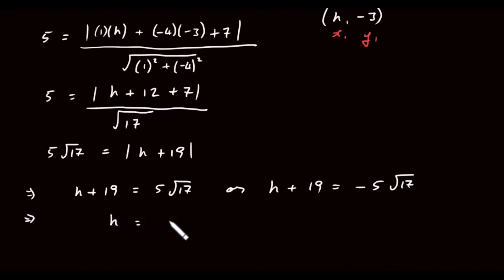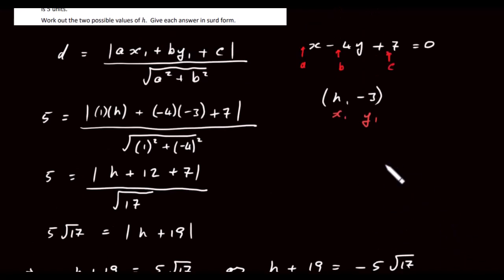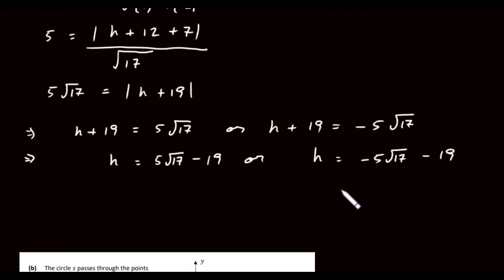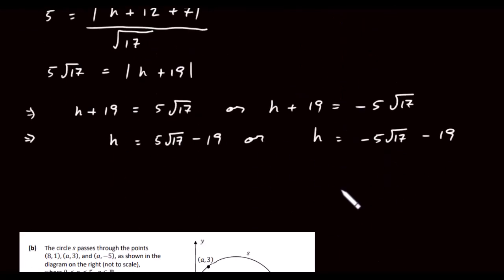So we can work out our two values for h here. h is equal to 5 root 17 minus 19, or h is equal to minus 5 root 17 minus 19. And that's it really. That's both our answers in surd form. I think we were asked to give it in surd form, so we just leave it like that. So that's it. Let's move on to the next question.